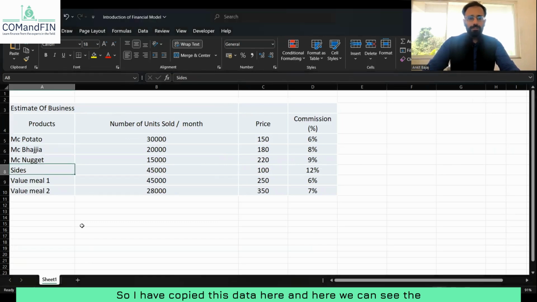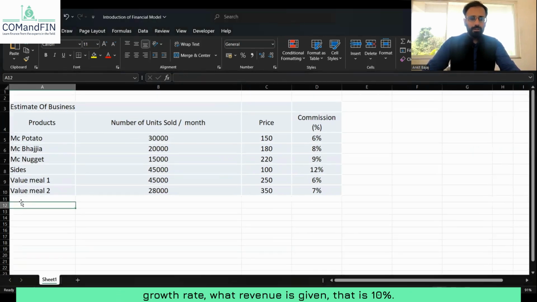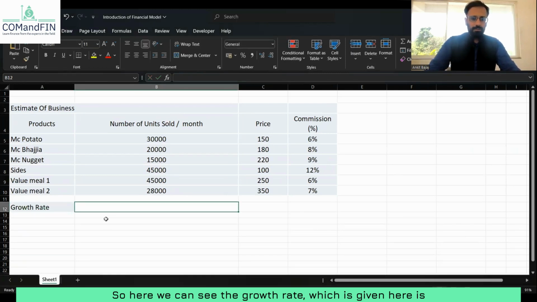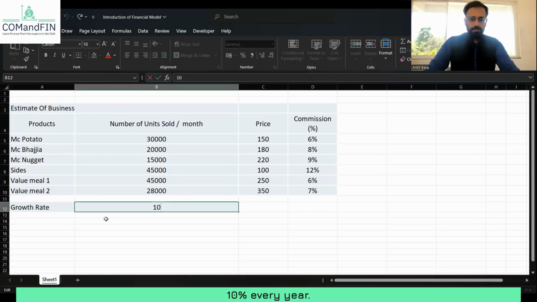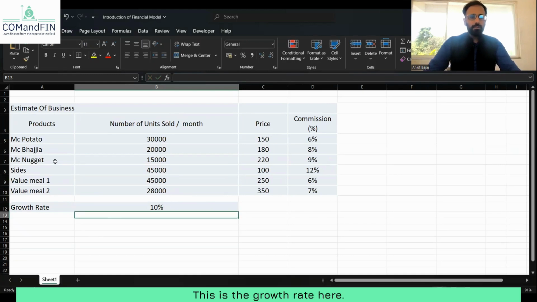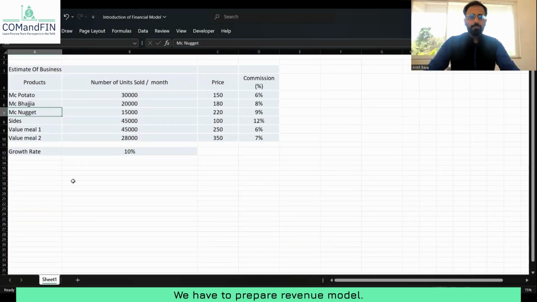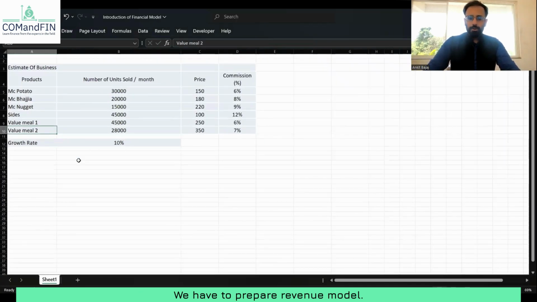So I have copied this data here, and here we can see the growth rate. The revenue growth given is 10% every year, right? This is the growth rate here. Now, what we will do here is the forecasting, right? We have to prepare a revenue model, right?